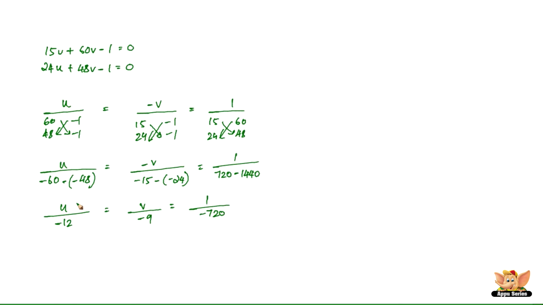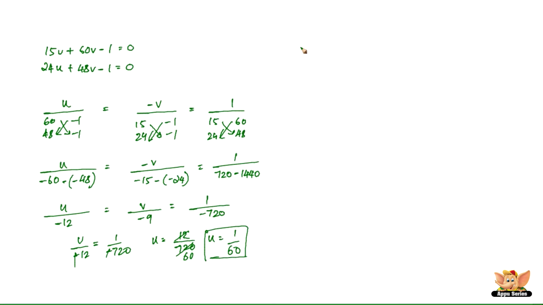So all that we have to do to find u and v is just equate this to this and this to this. So we get u divided by minus 12 equals 1 by minus 720. The negatives cancel. We get u equals 12 by 720. So that is 12 goes 60 times in 720. So we get u as 1 by 60.